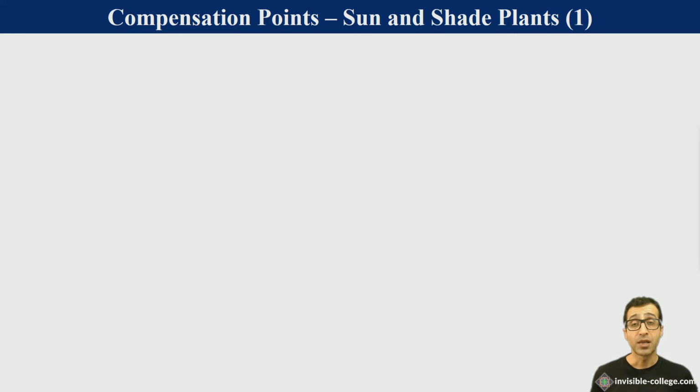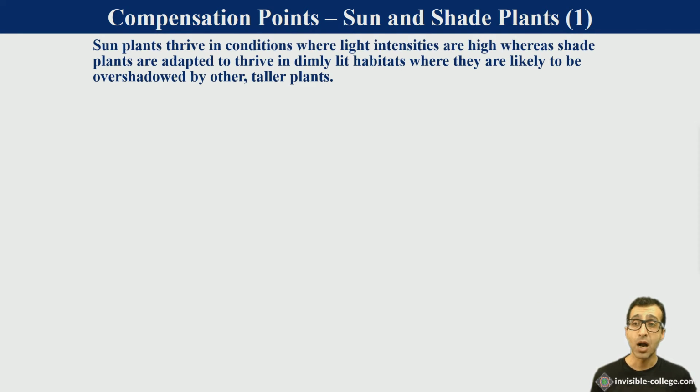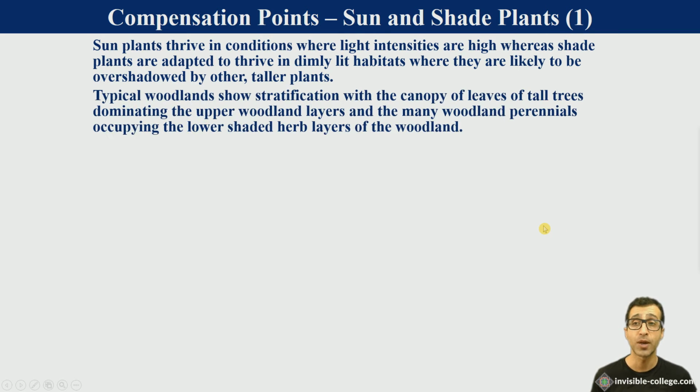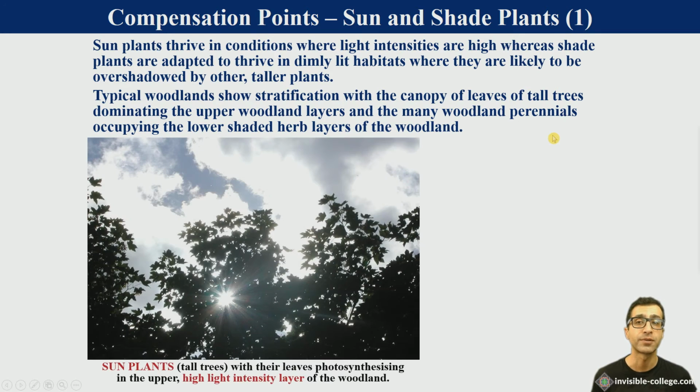So, some plants, sun plants, thrive in conditions where light intensities are very high, whereas shade plants are the opposite. They tend to thrive in dimly lit habitats where they're likely to be overshadowed by taller plants. Now, typical woodlands will show stratification in levels, with the canopy leaves of the tall trees dominating the upper woodland layers, and many of the woodland perennials occupying the lower shaded herb layers of the woodland.